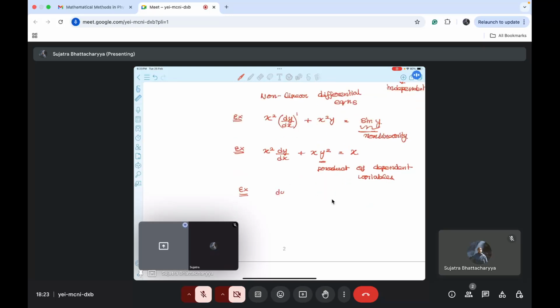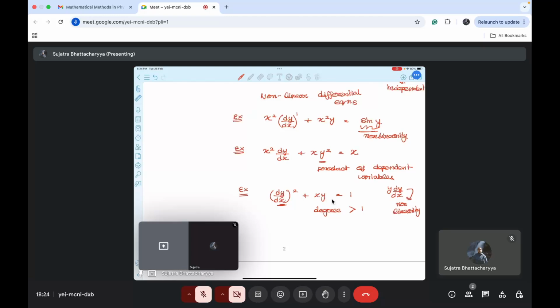Third is (dy by dx) square plus xy is equal to 1. So you can clearly see that the degree is greater than 1, hence it is not linear. That's all. So these are the couple of things which one must note. Remember again, if you find any differential equation consisting of this, it is also to be considered as non-linearity.